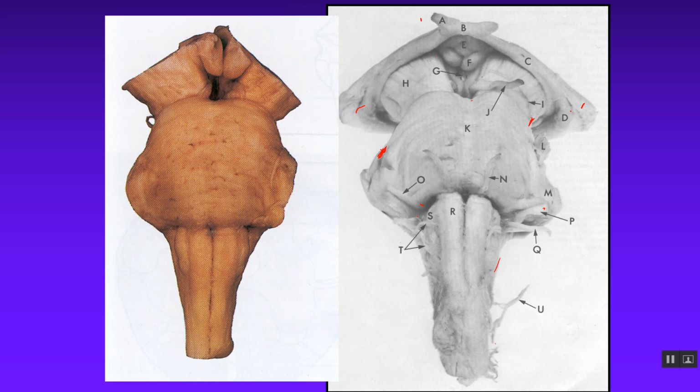I got to go back here for a second. I didn't cover a couple things on the medulla here, a couple major things, just so you're comfortable. Pyramids on each side right here. Olives right here.